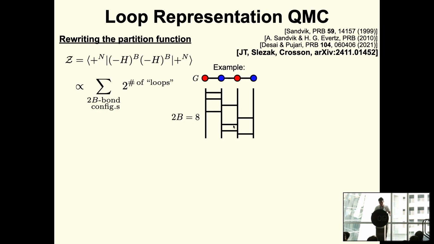And this is a bond configuration, and this is going to have the weight, which is 2 to the power of the number of loops, and the number of loops is where it gets non-trivial.